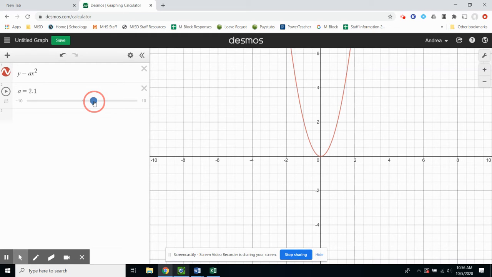So go ahead and pause your video and fill out A, B, C. Actually fill out the rest of this page, and then get your teacher's initials before you move on to the next page.